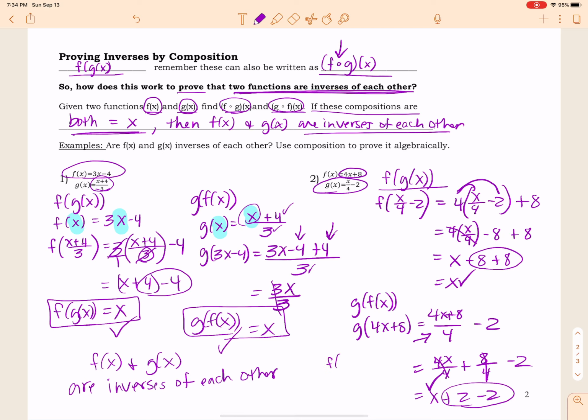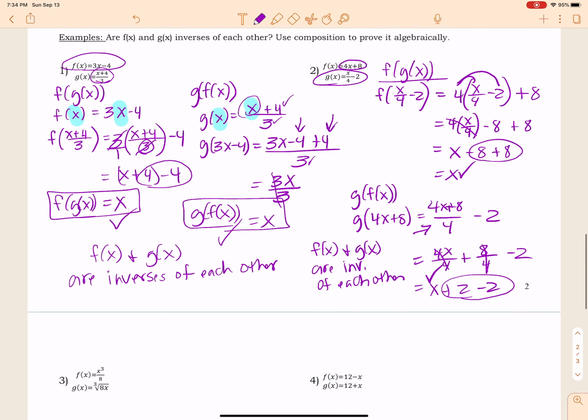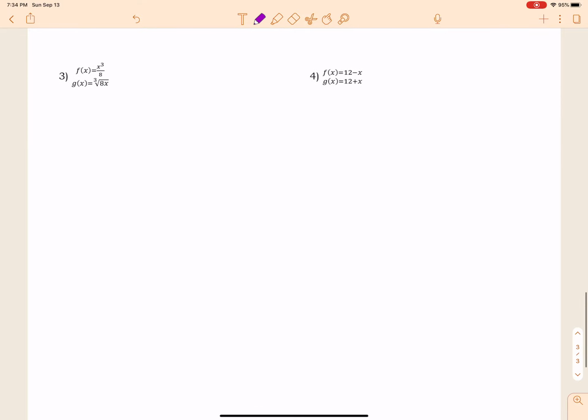So guess what? F of x and g of x are inverses of each other. Magical! I knew you'd be excited. Okay, I know this video is going to be kind of long because we're doing all of these, so I'm so sorry. So f of g of x.